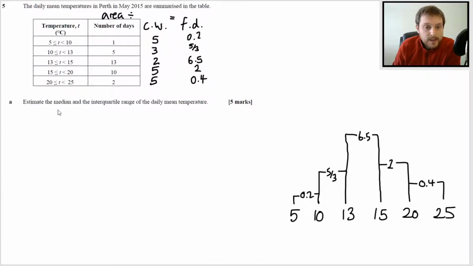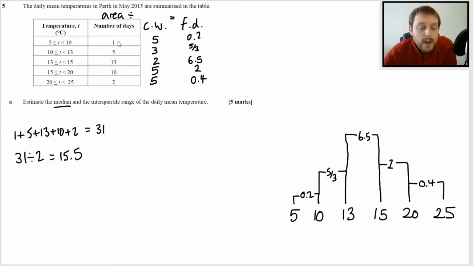So let's do the median first. So we need to do 1, add 5, add 13, add 10, add 2. So that's 6, 19, 29, 31. And there's also 31 days in May, so that works out. For the median, I'll do 31 divided by 2 because I need to shade half the area. That's 15.5.